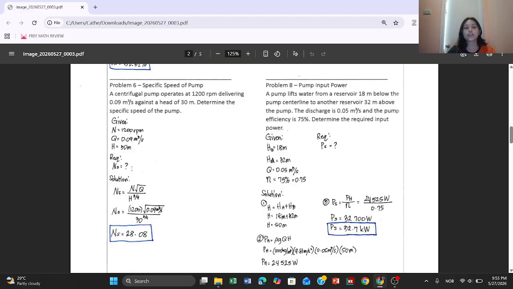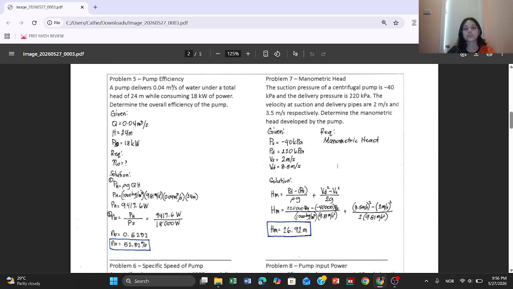So the formula for the specific speed, or Ns, is equal to N times the square root of the discharge over the head raised to the power of 0.75, or 3 over 4. So the value for the specific speed is 28.08 rpm.